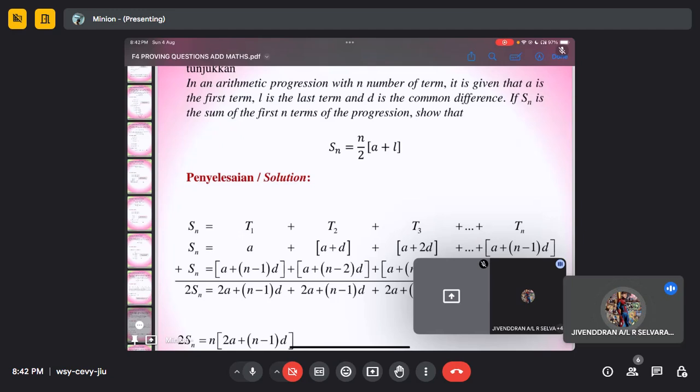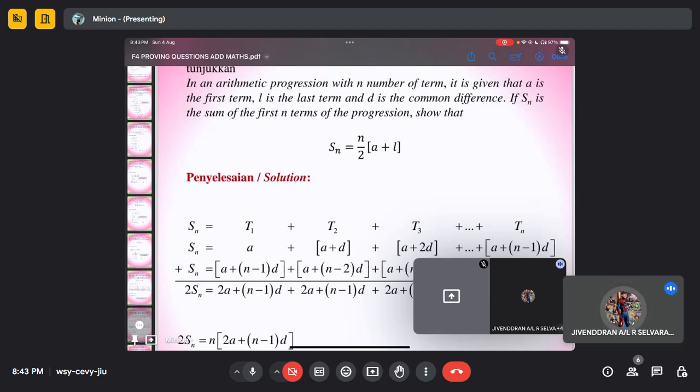If Sn is the sum of the first n terms of the progression, show that Sn equals n over 2 big bracket a plus L close bracket. Okay, so for this we do almost the same thing. We list up the Sn, which is term 1 plus term 2 plus term 3 and so on. We list the Sn in ascending order, which is a plus d plus a plus 2d until a plus n minus 1 d. Then we also write the Sn in descending order, which is a plus n minus 1 d, a plus n minus 2 d, a plus n minus 3 d until a.